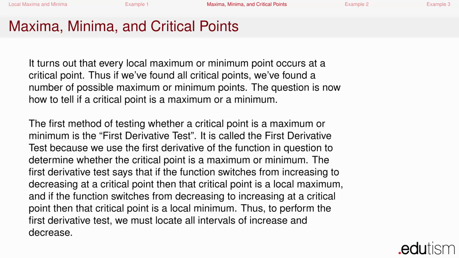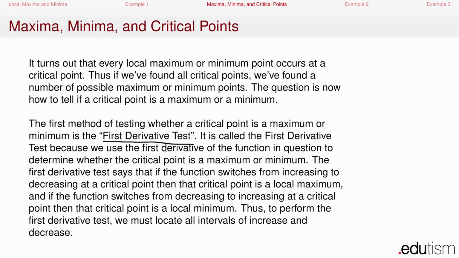It turns out that every local maximum or minimum point is always going to occur at a critical point. Thus, if we found all the critical points of the graph of a function, we found a number of possible maximum or minimum points. The question now is how to tell if a critical point is a maximum, a minimum, or neither. The first method we're going to use to test whether a critical point is a maximum or minimum is what's called the first derivative test.